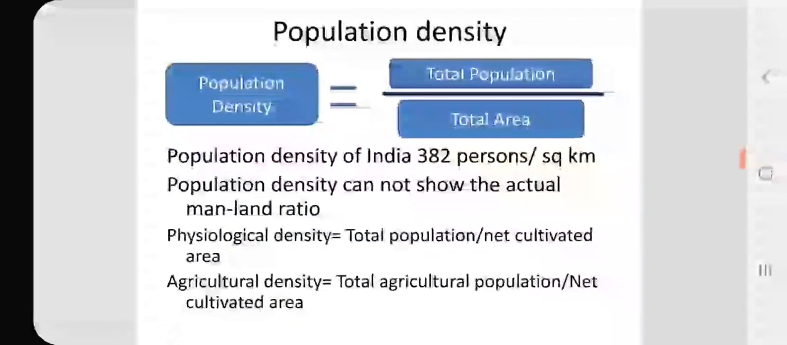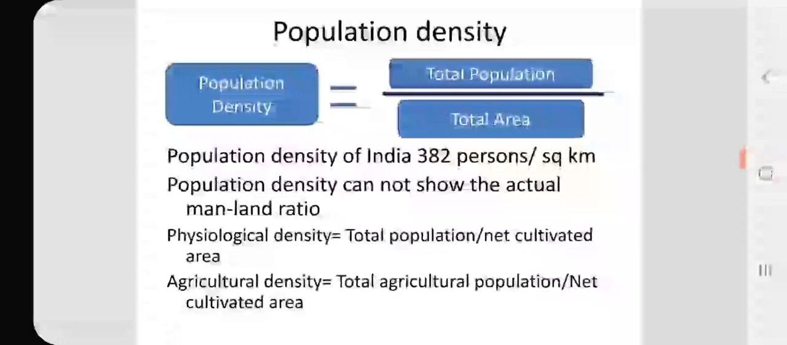Next, what is population density? Population density is the number of people living in a unit area. So population density is calculated by the total population divided by the total area. The population density of India is 382 persons per square kilometer according to the 2011 census.